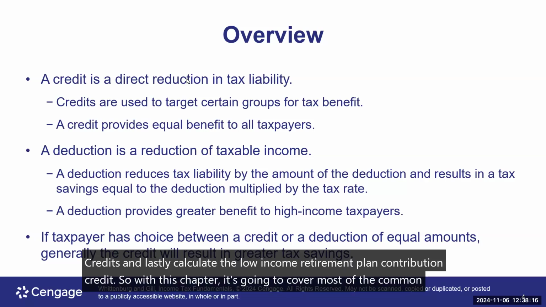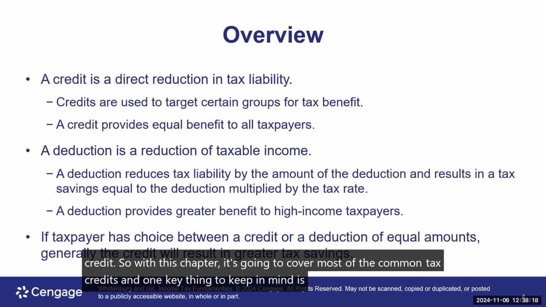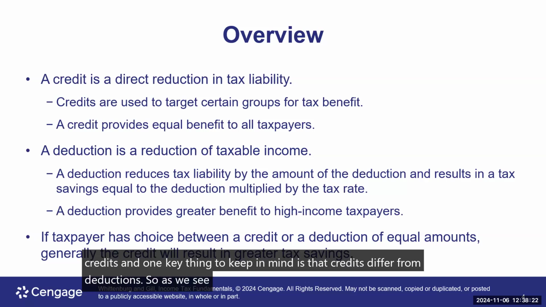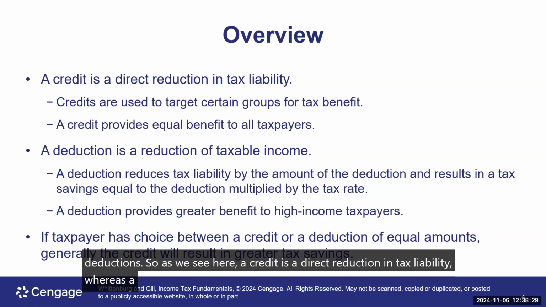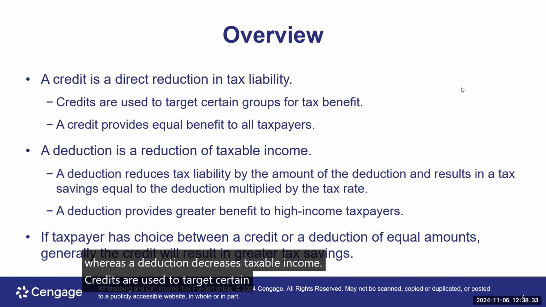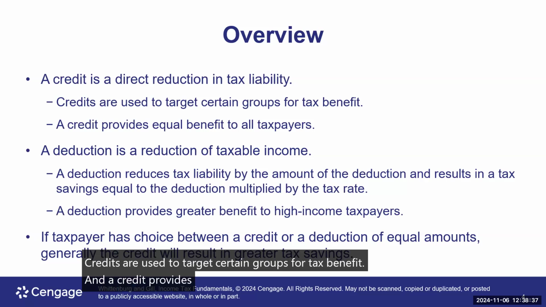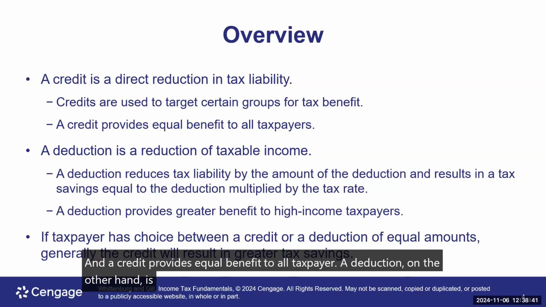And one key thing to keep in mind is that credits differ from deductions. So as we see here, a credit is a direct reduction in tax liability, whereas a deduction decreases taxable income. Credits are used to target certain groups for tax benefit, and a credit provides equal benefit to all taxpayers. A deduction, on the other hand, is a reduction of taxable income.